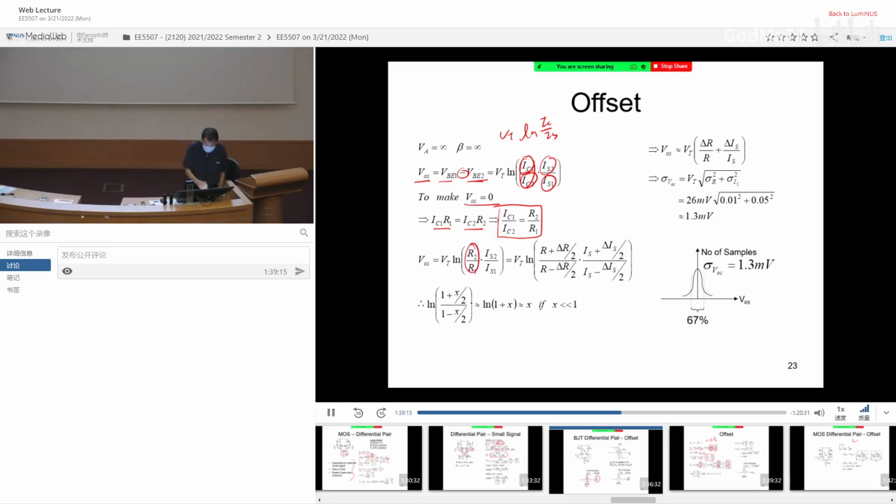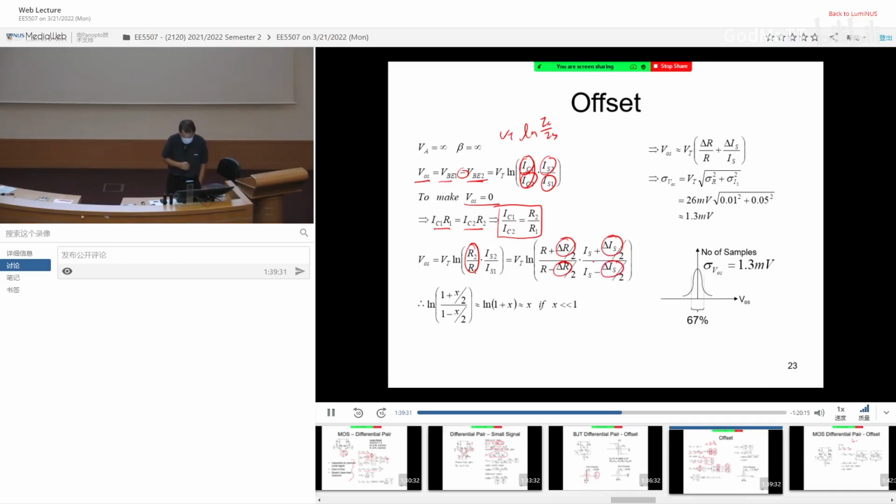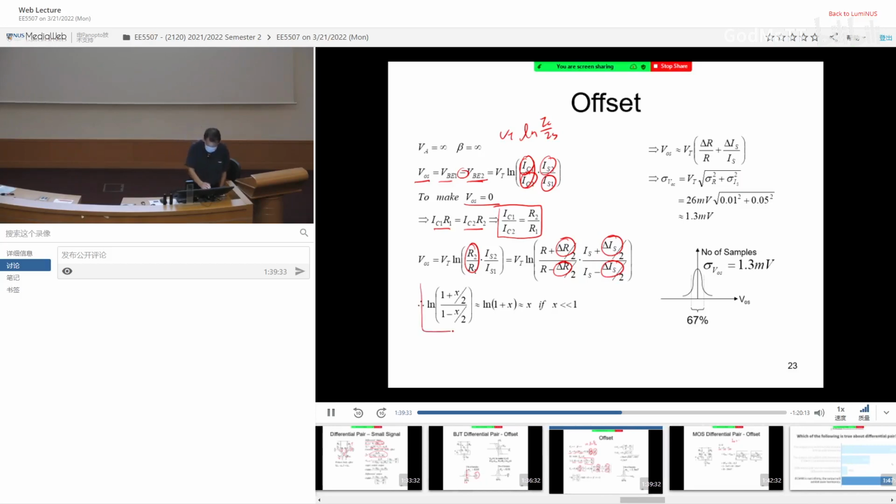And then you try to replace this with R2 over R1. And then you know that the resistor is going to have, let's say, assume one of them is bigger by half delta R, the other smaller by half delta R. Same thing for IS. One is bigger by half delta IS, the other is smaller by half delta IS. And then we make use of this approximation. This is quite simple to understand.